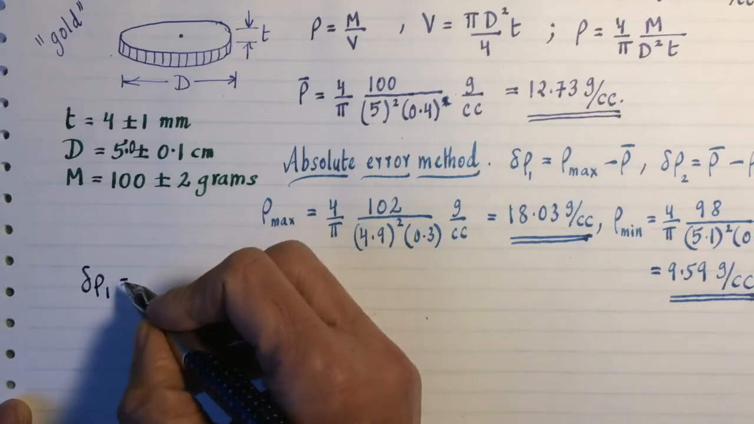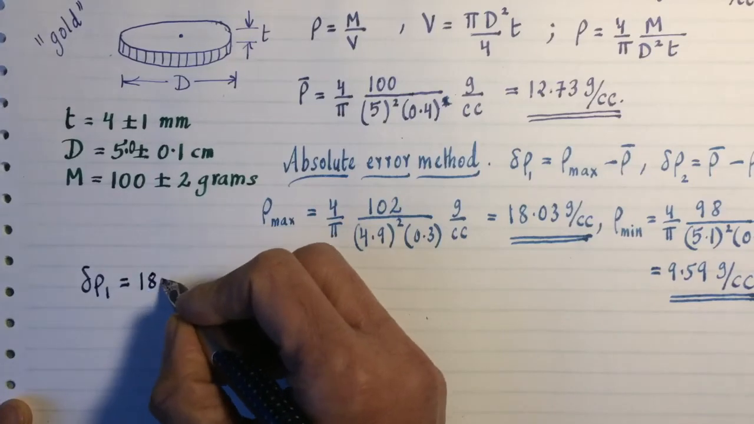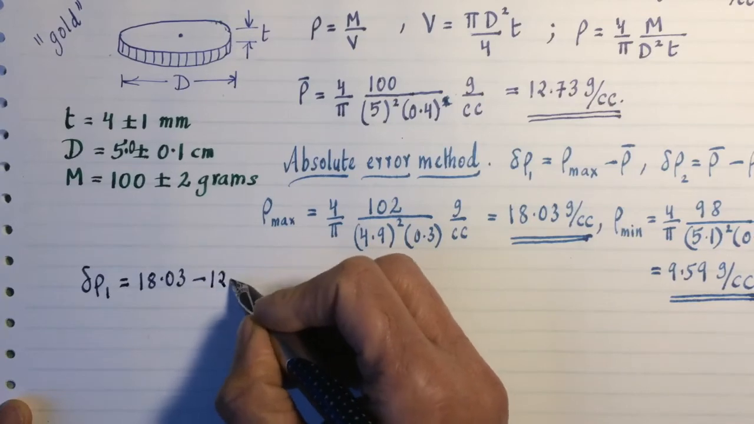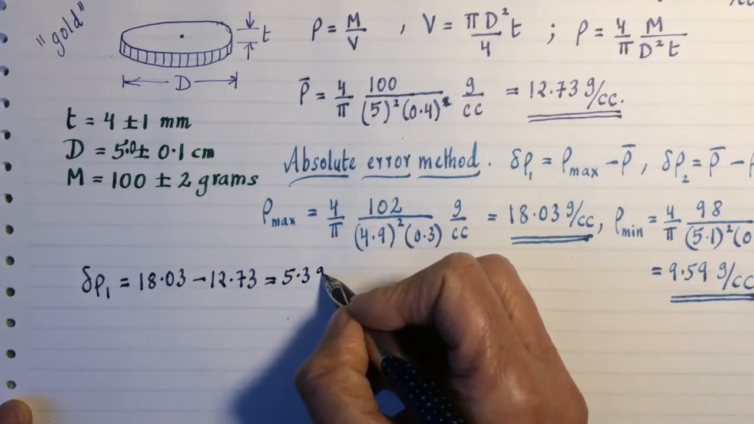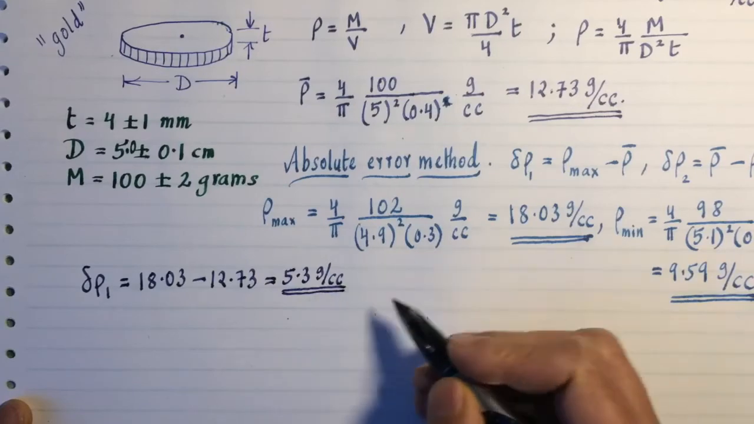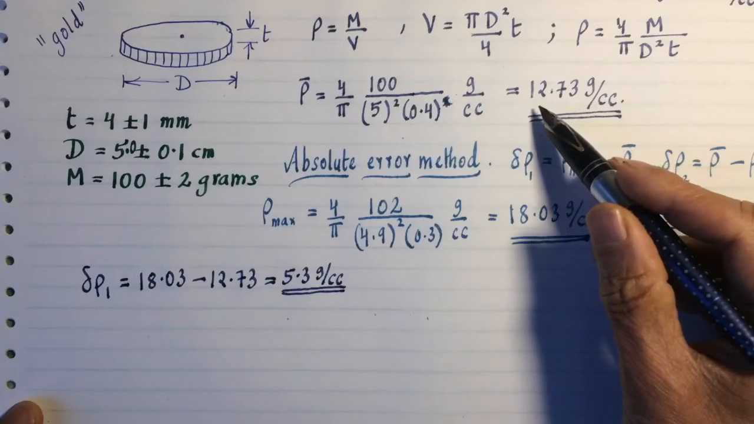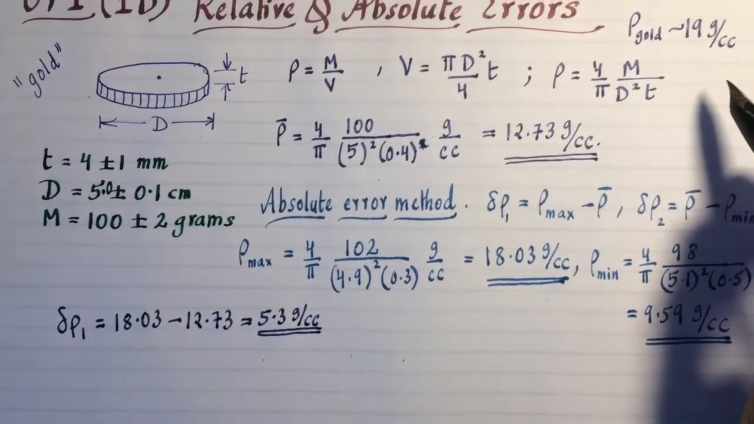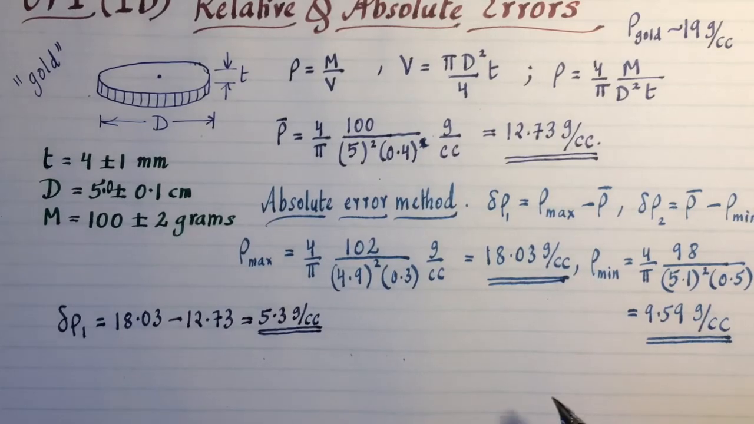Delta rho 1 is 18.03 minus 12.73, and that's going to be 5.3 grams per cc. Now 5.3 is pretty big uncertainty, but notice that 12.73 plus 5.3 still puts you under the density of gold. So even with this crude method, you know you're not looking at a pure gold coin.